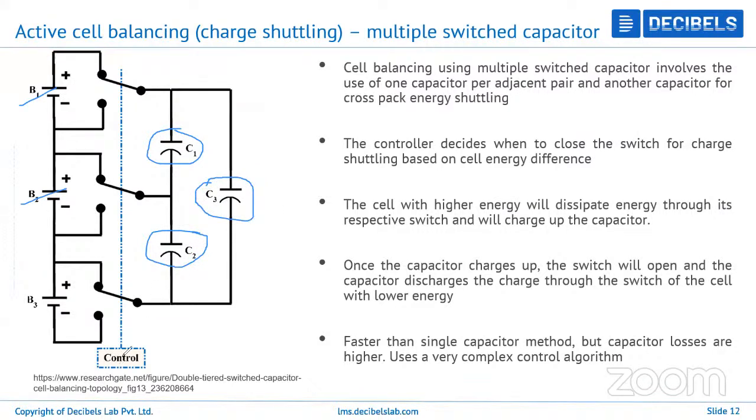Yeah, so this can go on. This can be for n number of cells as well. So you'll have n number of pairs, so you'll have n number of individual capacitors and one shared capacitor for all of them.